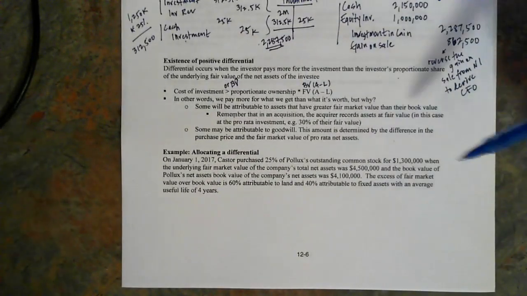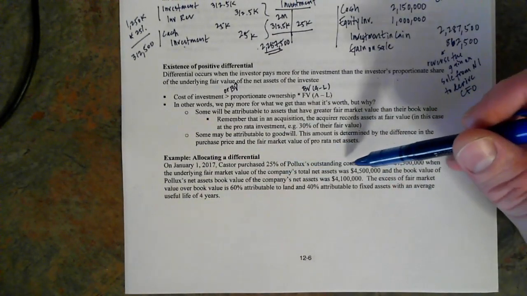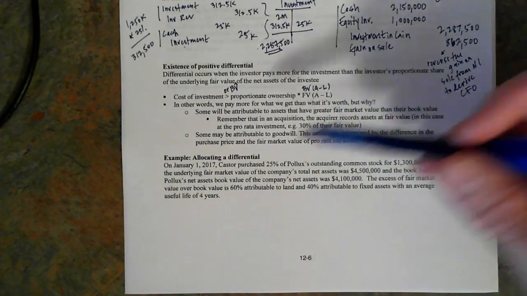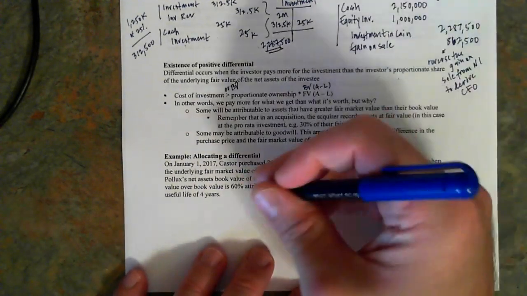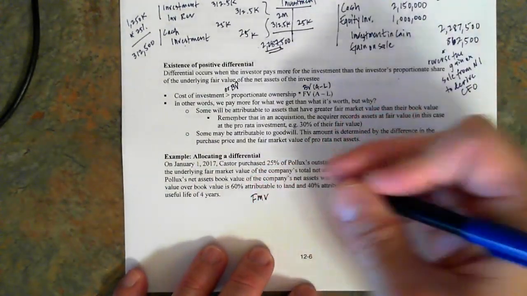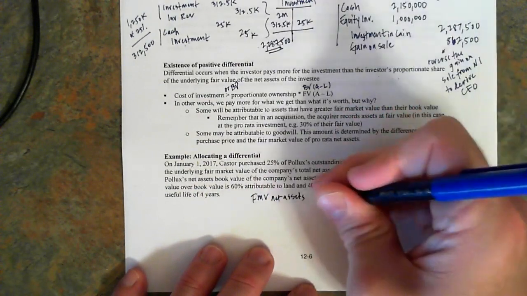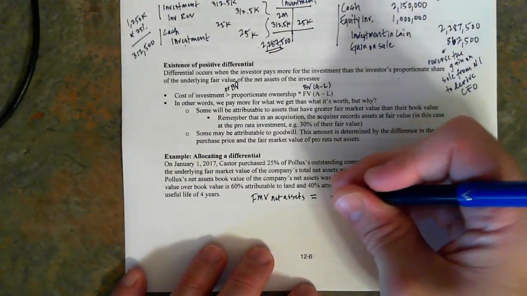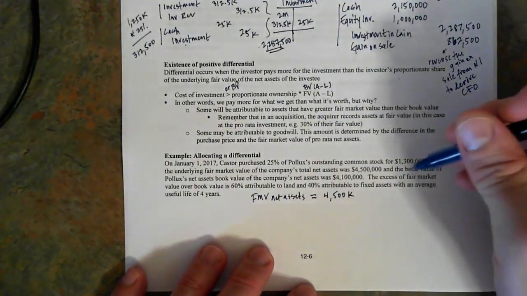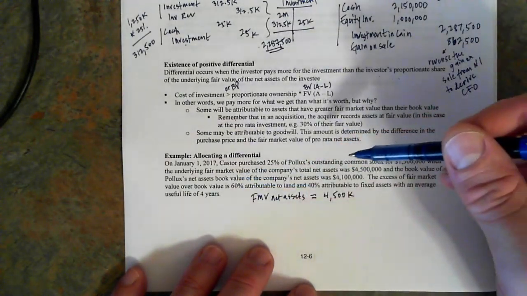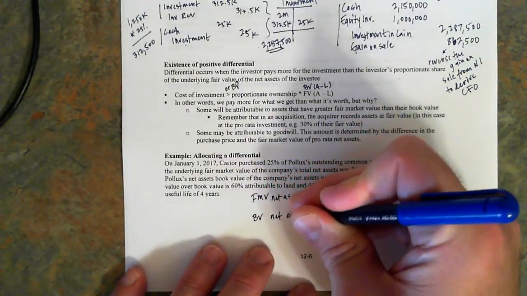Looking at a revamped example of this, I say that Castor purchased 25% of Pollux's outstanding common stock for $1.3 million when the underlying fair market value of the company's total net assets was $4.5 million. So start keeping track of these facts. I would recommend figuring out what the fair market value of net assets was. That's a key point. We have fair market value of net assets being 4.5 million. And it says the book value of the net assets was 4.1 million.